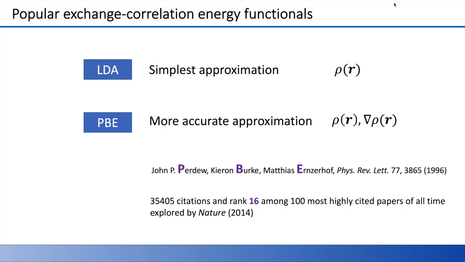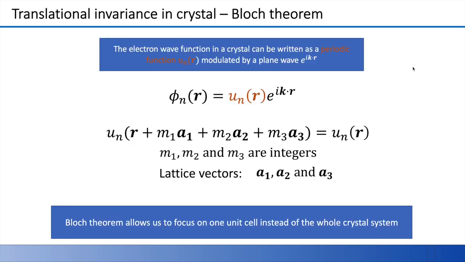The other one is the PBE type generalized gradient approximation that takes into account the gradient of the electron density in addition to the density itself. The PBE approximation was first published in 1996 and had been cited more than 35,000 times by 2014. This paper was ranked 16 among the 100 most highly cited papers of all time explored by Nature. With density functional theory, the number of variables we have to consider has been significantly reduced.